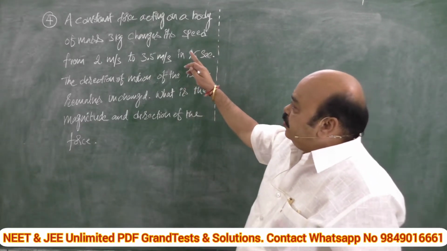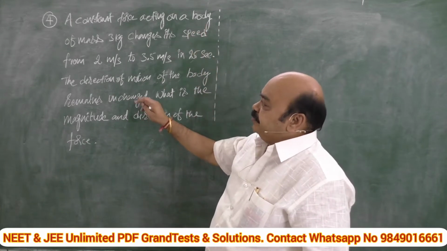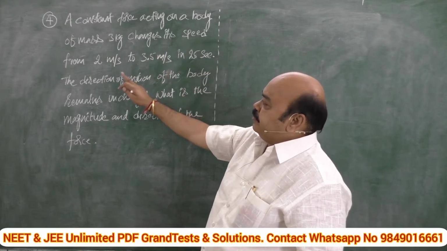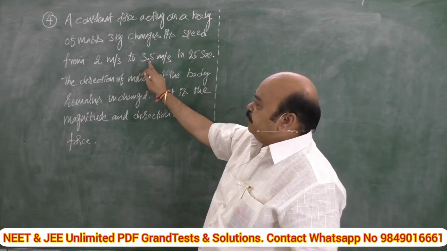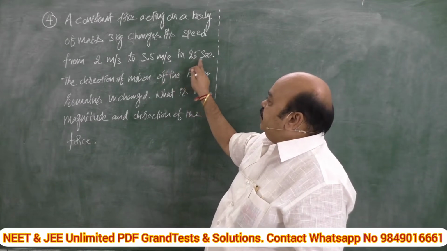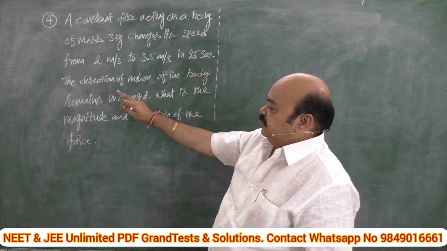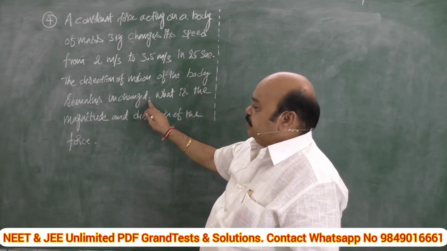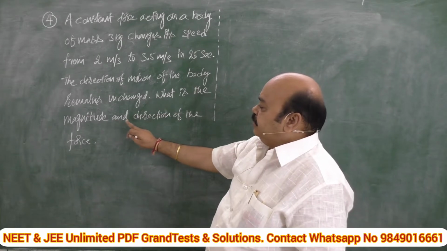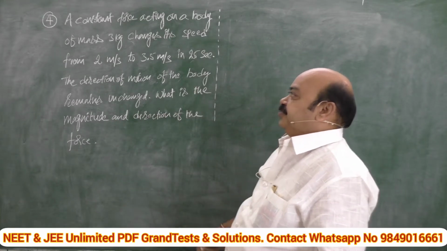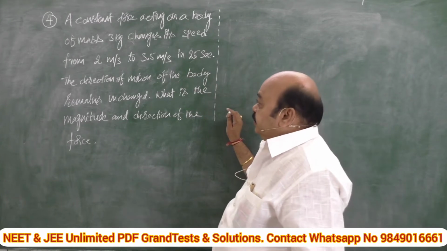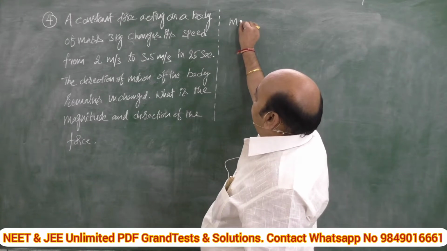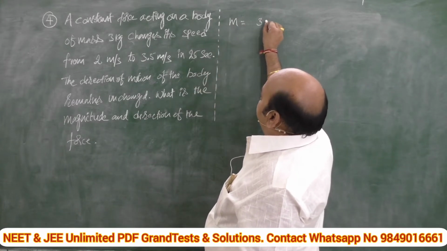A constant force acting on a body of mass 3 kg changes its speed from 2 meter per second to 3.5 meter per second in 25 seconds. The direction of motion of the body remains unchanged. What is the magnitude and direction of the force? In the data given, mass of the body is given. So, mass m is equal to 3 kg.